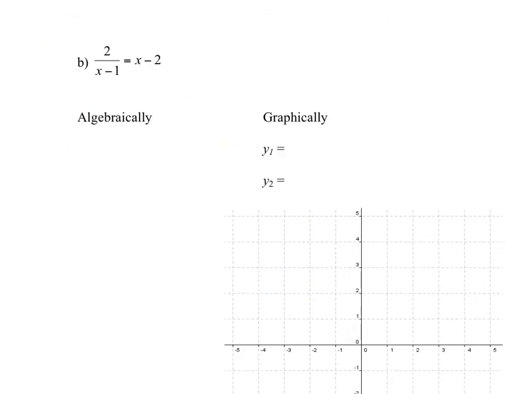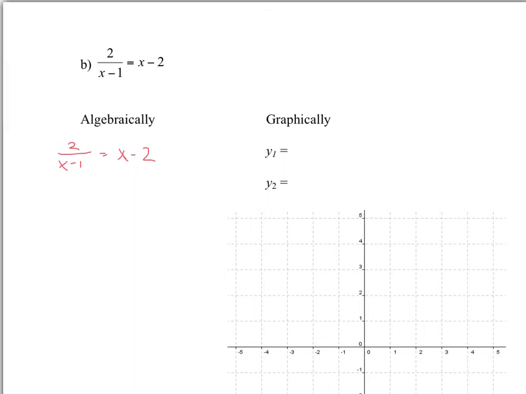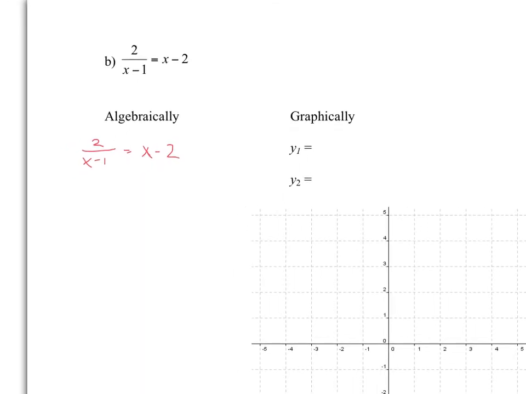Alright? Alright, so next example, we have 2 over x minus 1 equals x minus 2. Alright, so algebraically, same idea. I'm just going to rewrite the original equation here. Okay, so again, we want to take away that x minus 1 from the denominator, bring it to the numerator. So the way you're going to do that is you're going to multiply both sides by x minus 1. Okay, and that's going to cancel out this x minus 1 here.